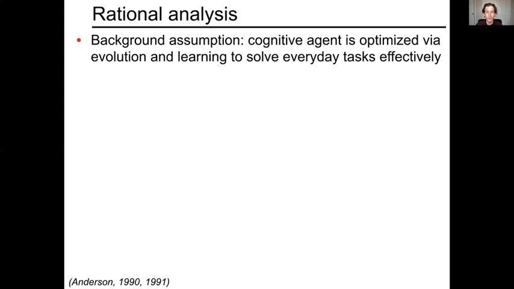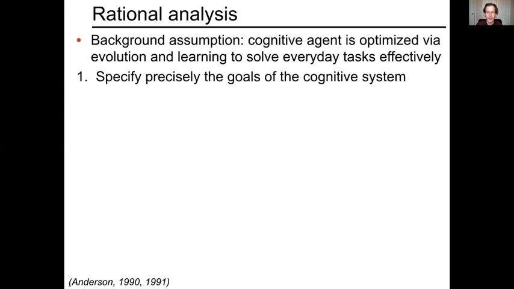And we're recruiting resources that have developed as parts of our minds and brains over the course of millions, billions of years of evolutionary history, but also part of this is what we learn over the course of our lifetimes. And so this optimization is a crucial starting point for building hypotheses about how something like language understanding works. Given this background assumption, we can formulate rational analysis in the following way.